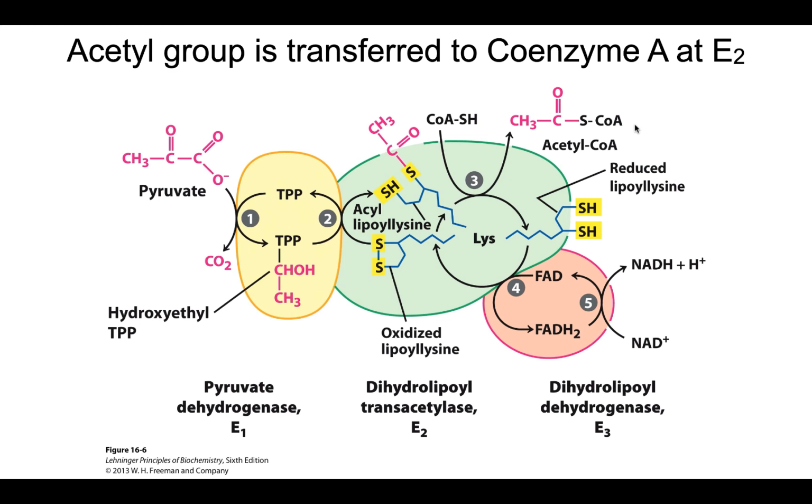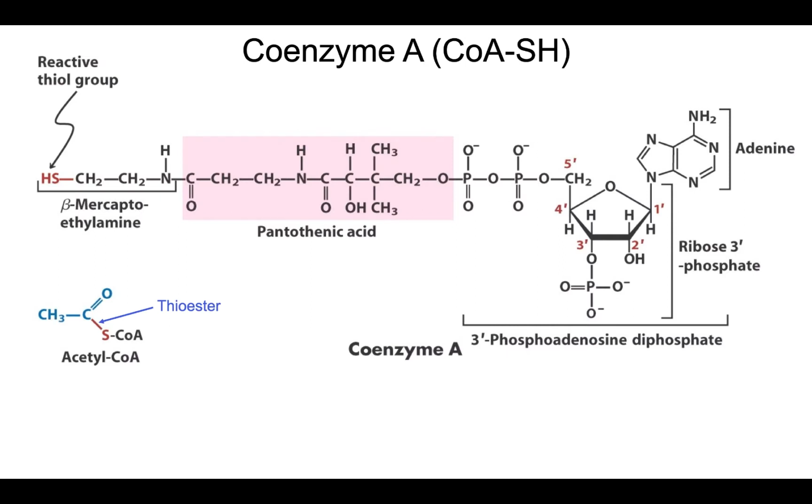But even though we've got our 2 products, we've got our CO2, we've got our acetyl-CoA, we're not done. Remember, an enzyme has to end the way it began. Well, it started with an oxidized lipoate, and here we've got a reduced lipoate, so we have to oxidize that. But before we do that, let's just take a more careful look at what a coenzyme A cofactor looks like.